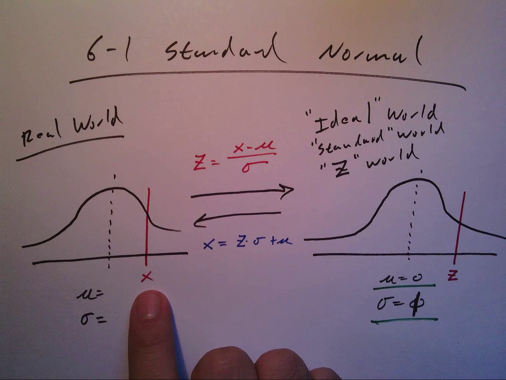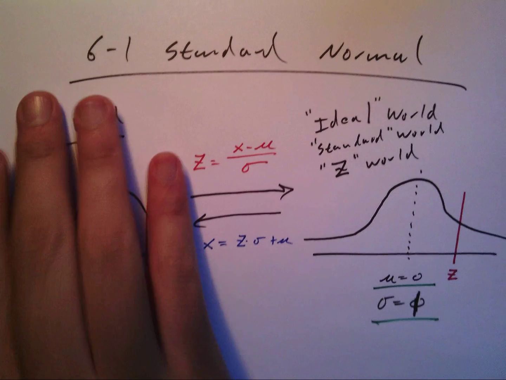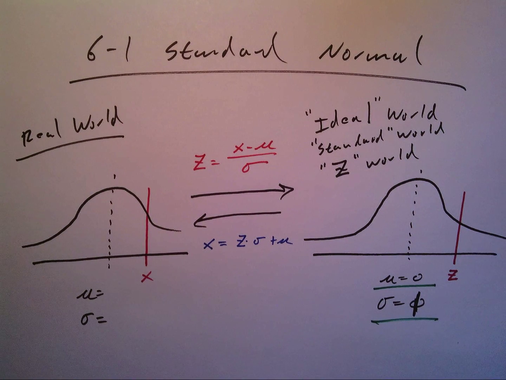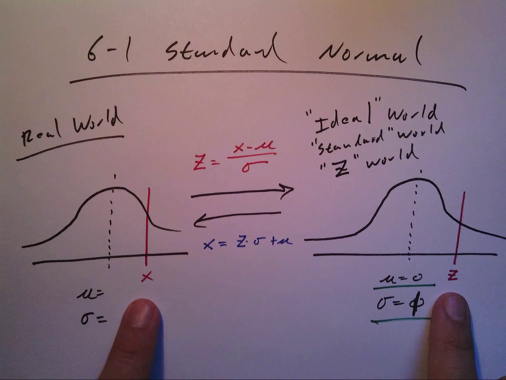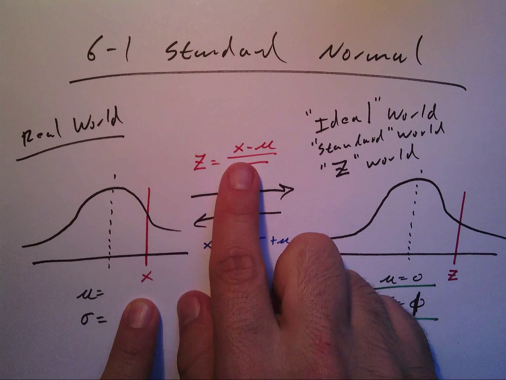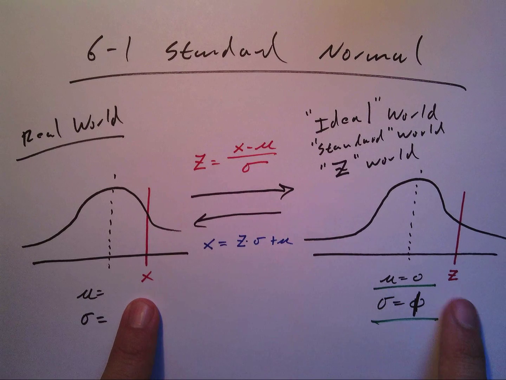Now, what we're going to be doing a lot of the time, and for my explanation, the stuff that's going on in the background, is going from the real world into the idealized world to do our work. So in order to take an x value and turn it into a z value, do you notice that they're in relatively the same place? They are in the same place. But one is in the standardized world. How do you go there? You take your x value, you subtract the mean, you divide by sigma, and that gives you the z-score.